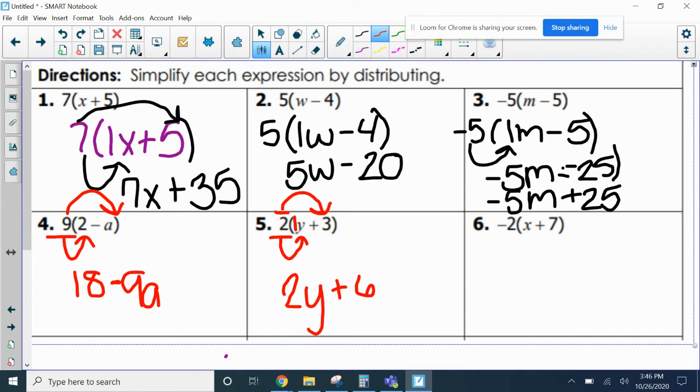And then we have negative 2. You had to write out that it was 1x plus 7. That's fine. So negative 2 times 1 is going to be negative 2 times x, because we don't know what x is. Plus 2 times 7 is going to give us a negative 14.